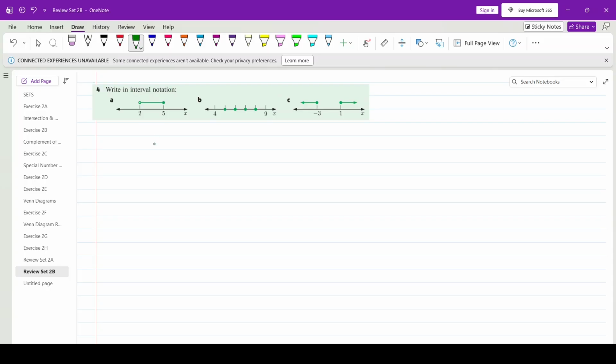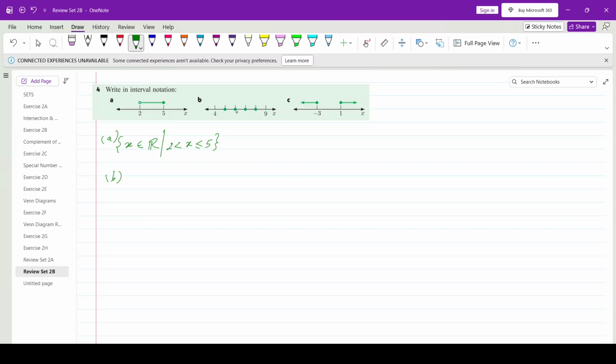Write in interval notation. So we know we are talking about real numbers as we have a line segment here. So we can say x is an element of real numbers such that x is greater than 2 and less than or equal to 5. This is A.